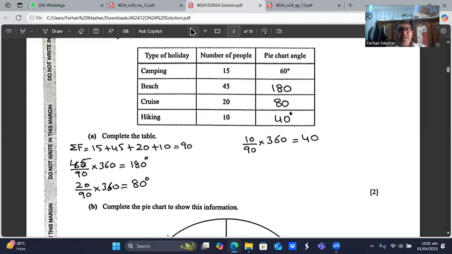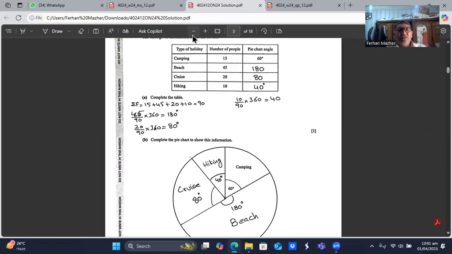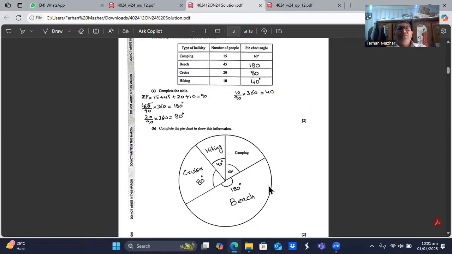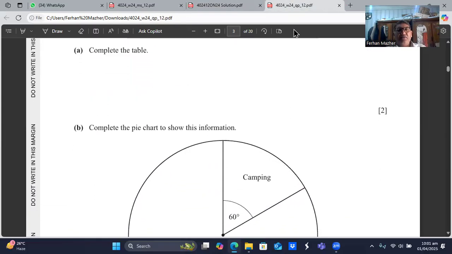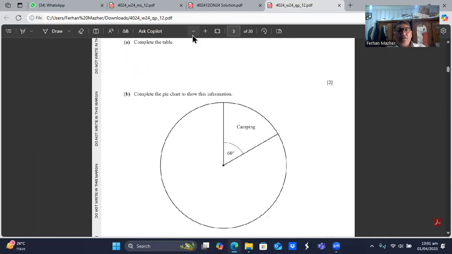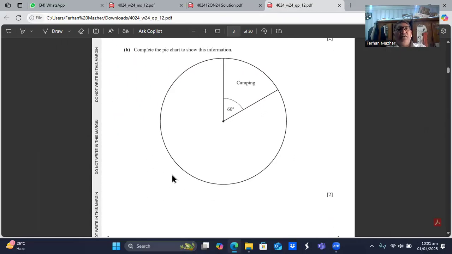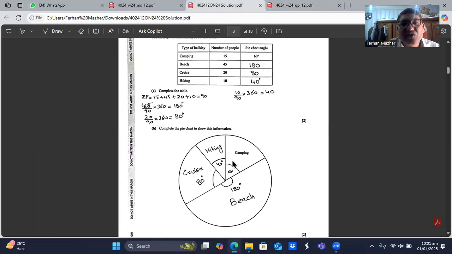Now I know these angles, I can represent this on a pie chart. For this line, you can see this line is already there. Complete the pie chart to show this information. You will put your protractor here. The crosshair of your protractor should be here and 0 should be on this line, and then I will represent those angles. We will represent the beach with 180 degrees.